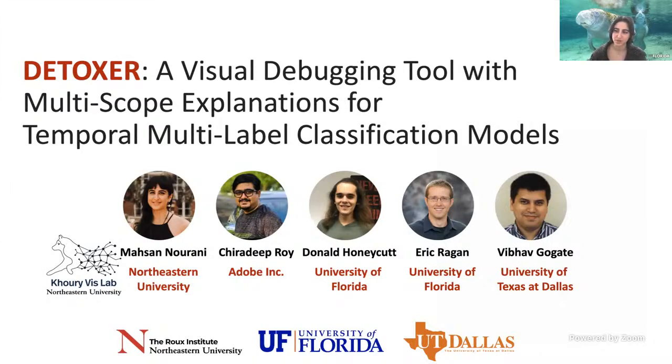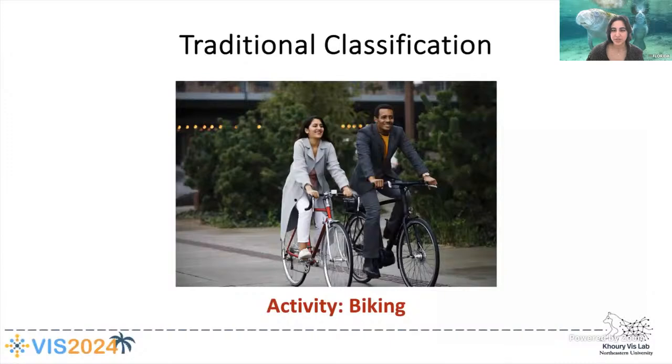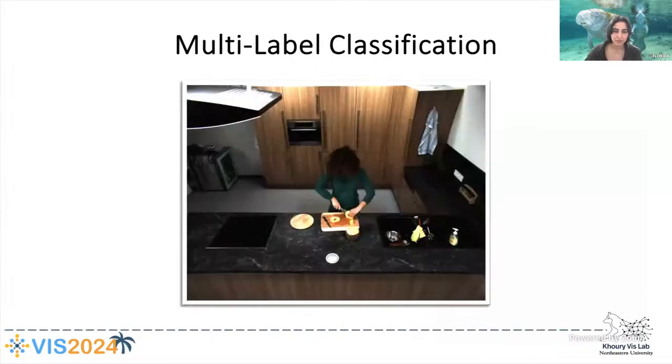My name is Mahsan Nourani, and I'm here on behalf of my co-authors to present our paper that was originally published in a special CG&A issue on explainable visual systems. So consider traditional classification problems where a single label is assigned to every given instance, like what you see in this slide. Now, multi-label classification models instead work with the vocabulary of labels and detect all the applicable vocabulary per instance. This approach is central to applications like visual activity recognition, which is also the focus of this paper.